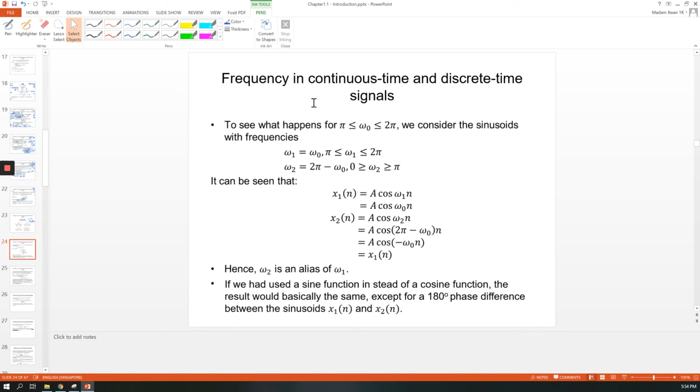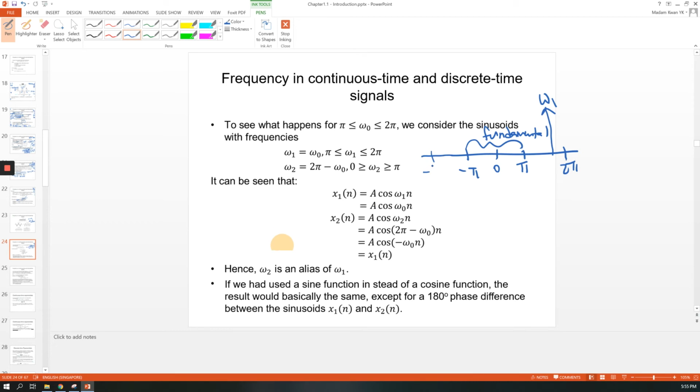Move on. To see what happens for omega naught from pi to 2 pi, we consider the sinusoid frequency as follows. We already know that, let's say we wanted to only look at this fundamental range. So what happened from pi to 2 pi? Let's do some calculation. Let's say you have omega 1 between pi and 2 pi. So let's say you have one guy here, omega 1, and then you have an omega 2, which is omega naught negative. Omega naught negative is here.